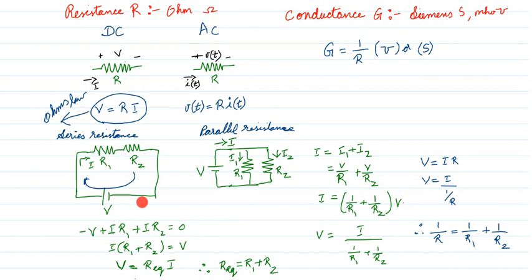So I am taking V to the right side and taking I outside. So V equals R1 plus R2, which can be combinedly said as R equivalent times I. That is, R equivalent is R1 plus R2.